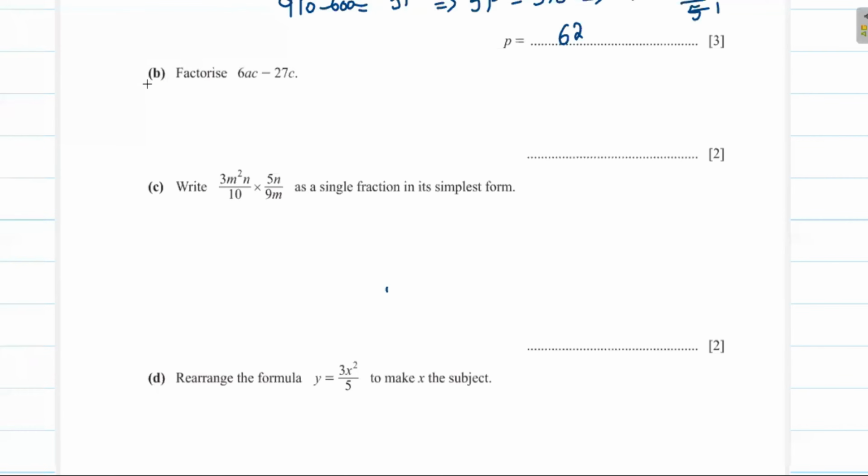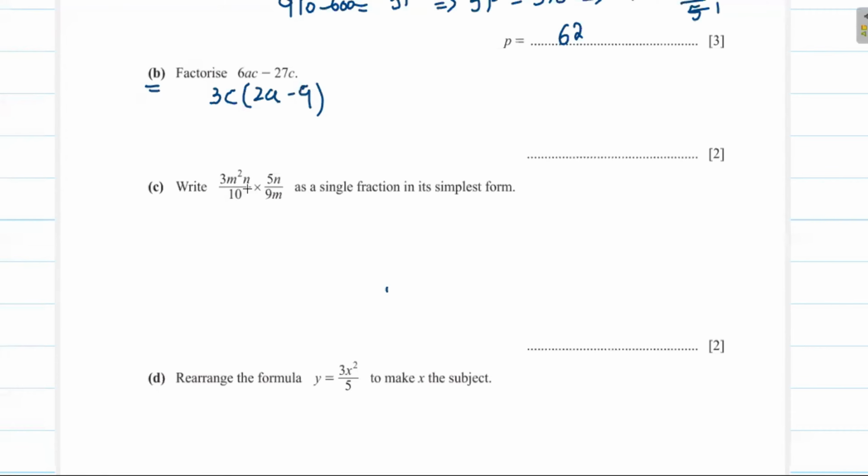Part B, factorize 6ac minus 27c. You see here the common factor between 6 and 27 is 3. And in the variable, you see here c is common. Therefore, we can write it as 3c times 2a minus 3 times 9 is 27. We write 9. 3c times 2a minus 9 is the answer.